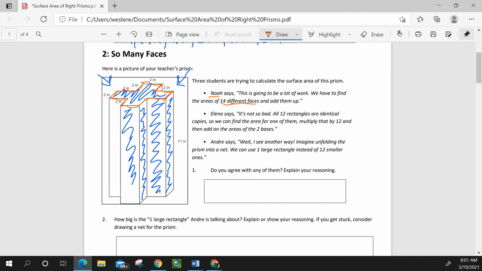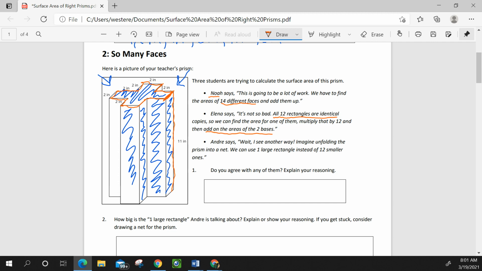Elena says, well, I'm going to look at it a different way. It's not so bad. All rectangles are identical. Every single rectangle has a base of 12 and a height of 11. So she would just figure out one rectangle area, multiply it by 12, and that would give her the area of all the rectangular faces, and she would just add on the areas of the two bases.